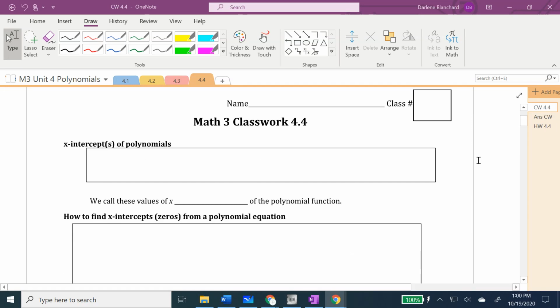We are now in classwork 4.4, and we are graphing polynomial functions today. So first of all, x-intercepts, whether you are talking about polynomials or any other function, are the values where the graph crosses the x-axis.